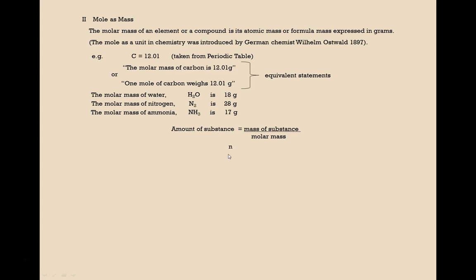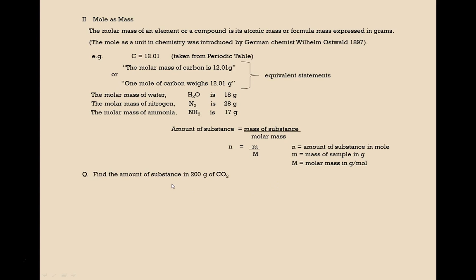Small n for amount of substance, small m for the mass of the substance, and capital M for the molar mass. So here are the definitions. Small m is your sample mass, sometimes it's called, and capital M is molar mass. Now, n and m are variable. They can change, but capital M, molar mass, is fixed, and that's determined by the formula of that substance.